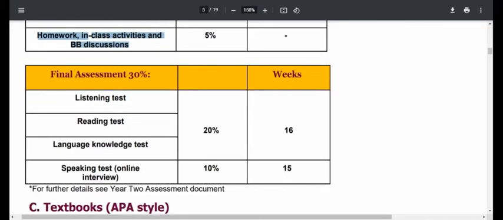Now we go to the final assessments. These happen, of course, after classes have ended. And once again, I refer you to the video about the academic calendar on this channel. There's a listening test, a reading test, and a language knowledge test. That's one big final exam altogether in week 16. There's also a speaking test in week 15. That's 10% of your grade.